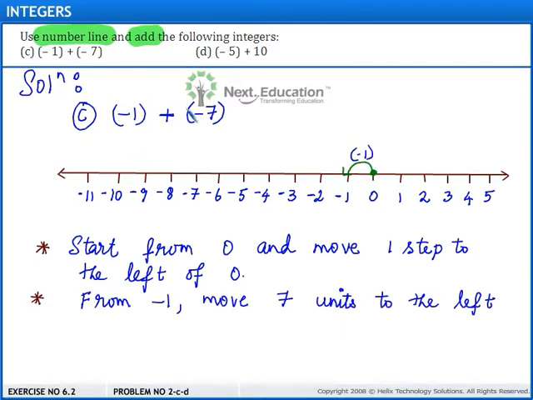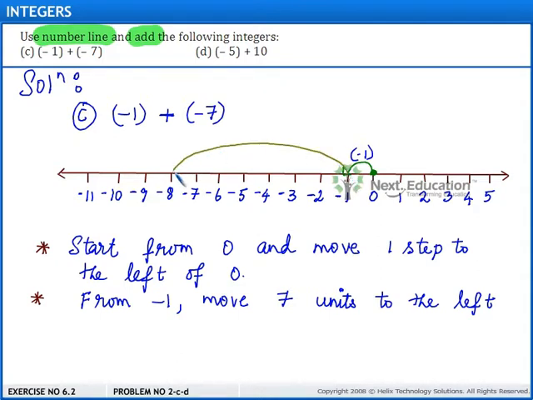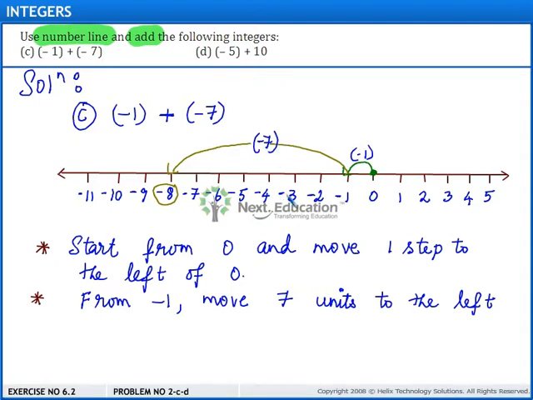Now we need to add -7 with -1. So what do we need to do? Yes, we need to move 7 units to the left starting from -1. So 1, 2, 3, 4, 5, 6, 7. So 7 units to the left from -1. So we are reaching the number -8. Thus we have moved 7 units to the left from -1 and reached -8.